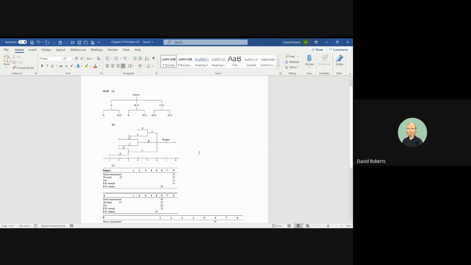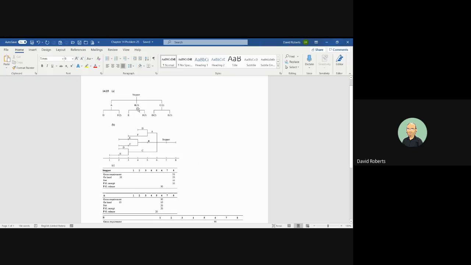For every stepper, you need one A. For every stepper, you need three Bs. And for every stepper, you need two Cs. That's what the number in the bracket refers to. Now, A is a child of stepper, but D is a child of A. So A is the parent for D. And A is also the parent for F.